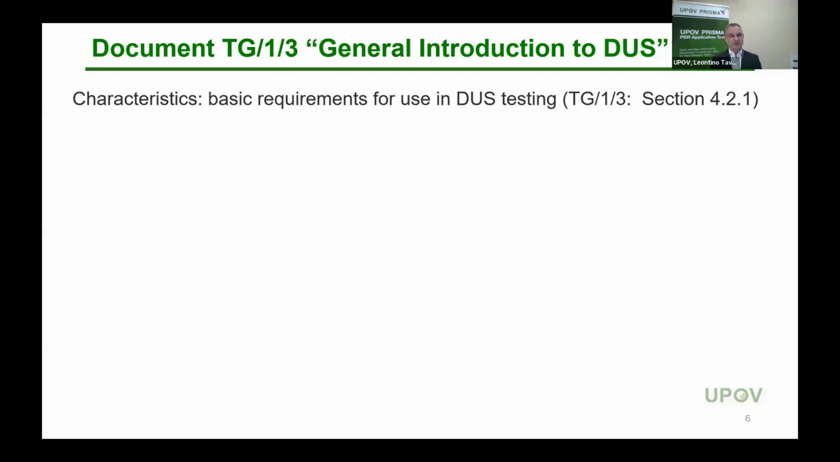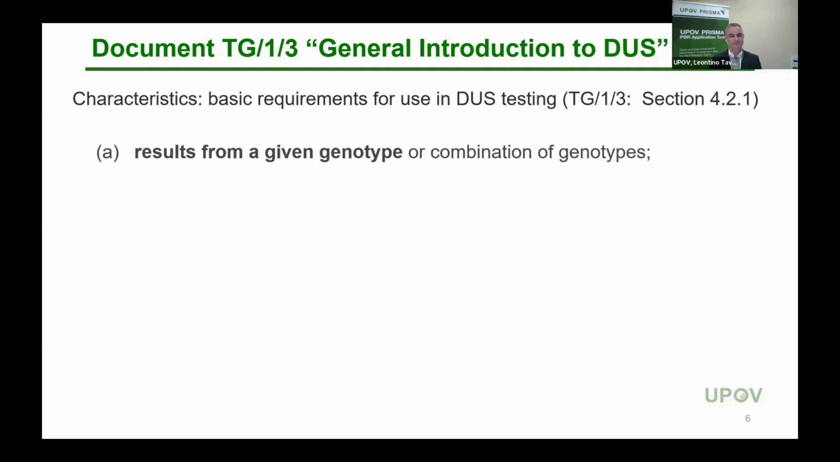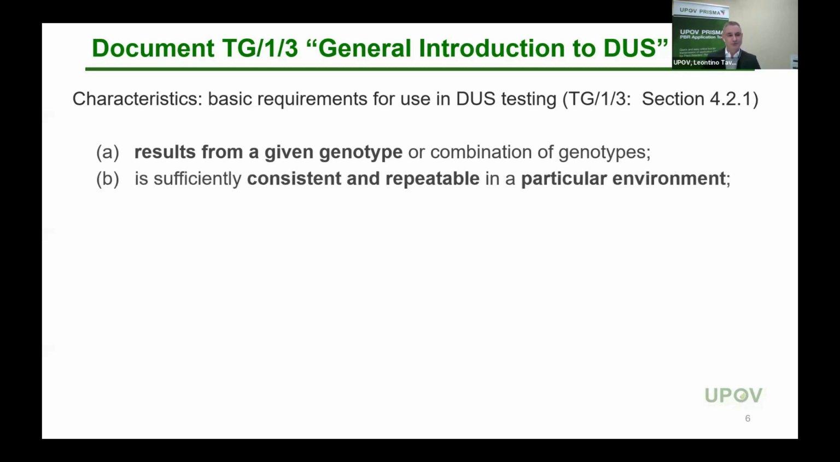The characteristics are there described as the basis for DUS testing, and to bring characteristics to the DUS testing, they should be characteristics that result from the plant genotype, and that is excluding the environmental effects such as when influenced by temperature or light conditions. Therefore, standardizing these conditions may enable to assess the expression of the genotype. Also, the characteristics should be sufficiently consistent and repeatable in a particular environment.